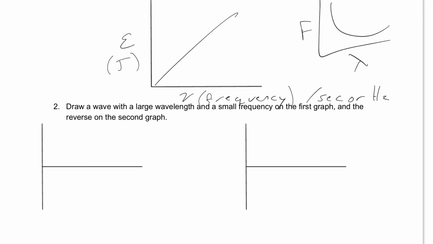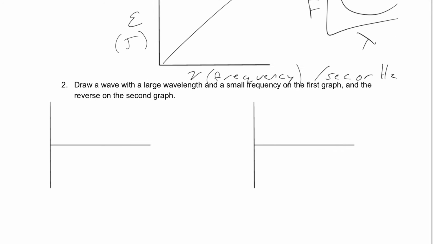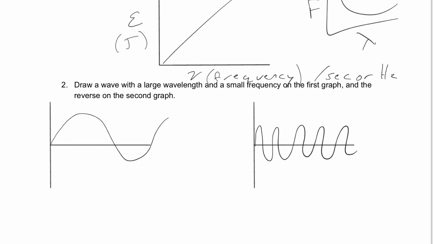Okay, and then it says draw a wave with a large wavelength and one with a small frequency. And then we want something with a big frequency and a small wavelength.